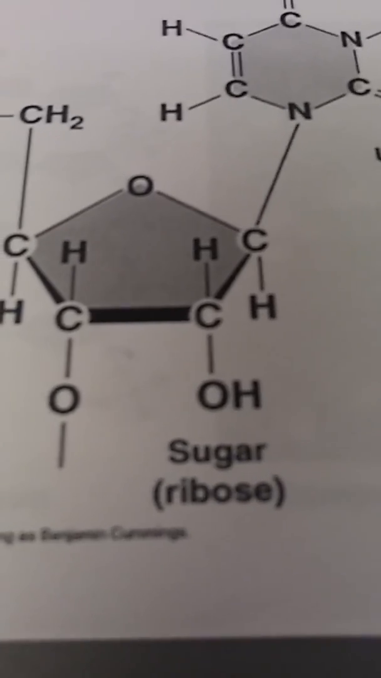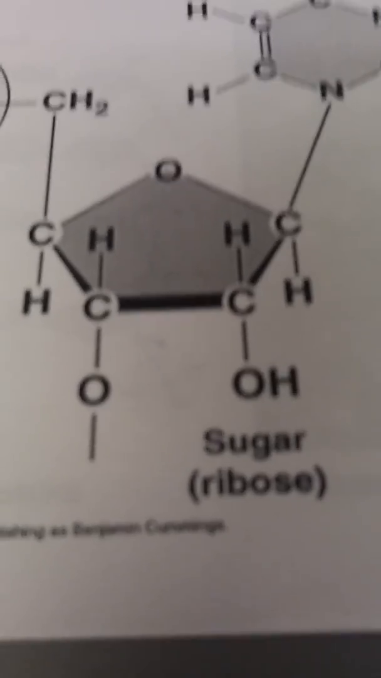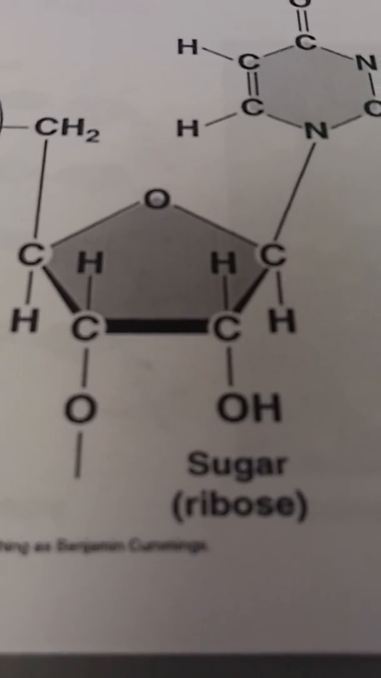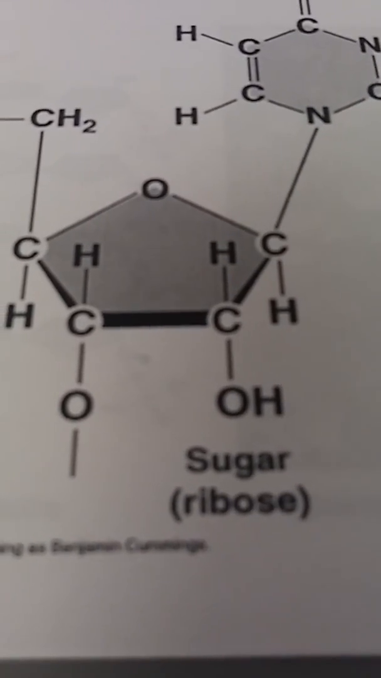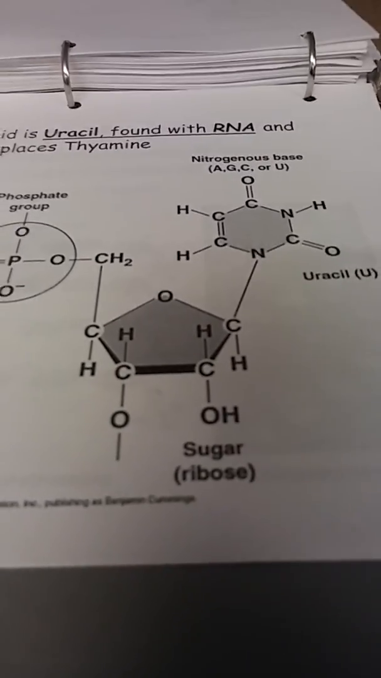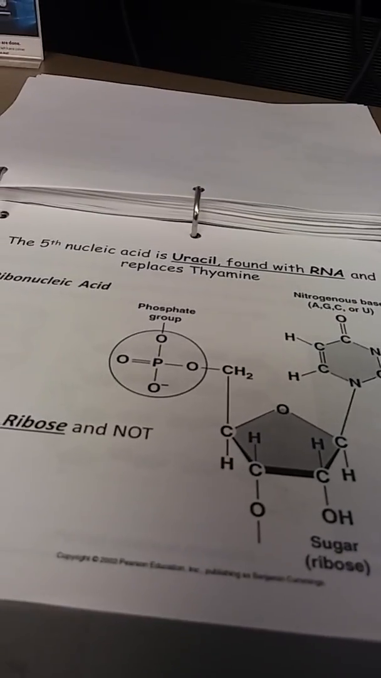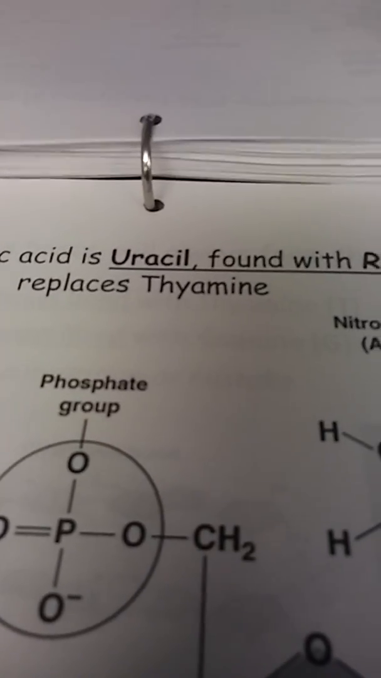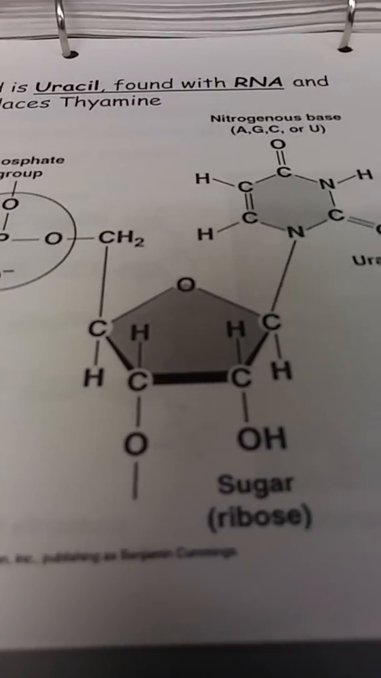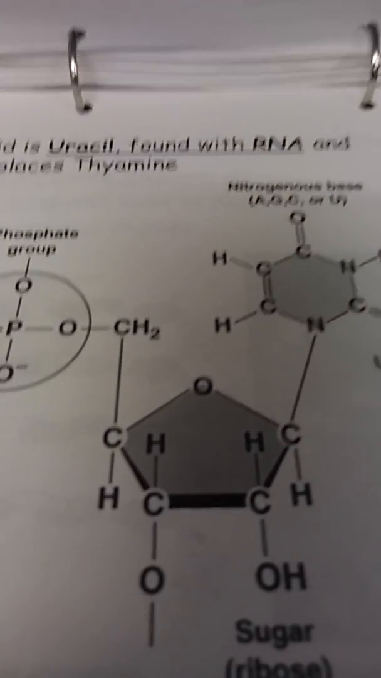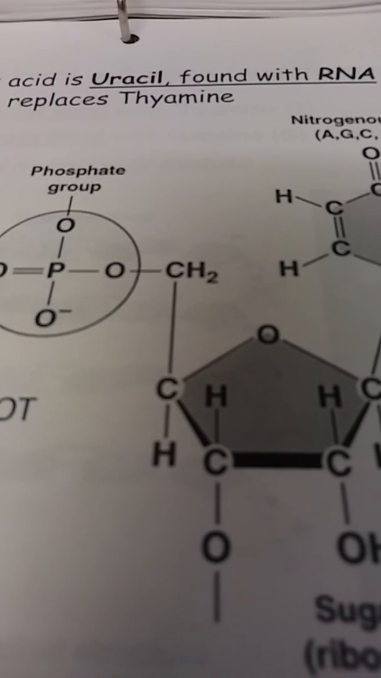The other thing that's different is that in the RNA world, there is no thymine as a nitrogenous base. RNA does not use thymine. It uses adenine, guanine, and cytosine. But it had to be different, so it uses something called uracil. So if you ever see uracil in the code, you know you're looking at RNA, because DNA does not use uracil. And if you see thymine in the code, then you know you're looking at DNA and not RNA, because RNA doesn't use thymine, it uses uracil.